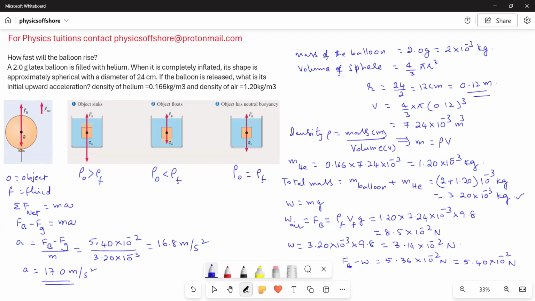To find the buoyant force and the gravity, we use the data points and find the net force. Once we find the net force, we divide it by the total mass of the object and find the acceleration. So the acceleration is this much.